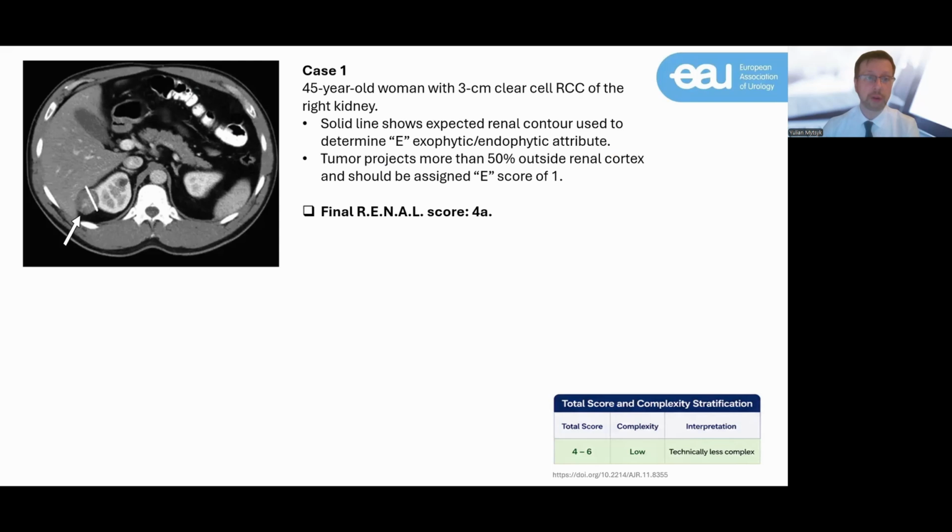In case 1, a 45-year-old woman with a 3 cm clear cell renal cell carcinoma of the right kidney. The solid line shows the expected renal contour used to determine E, the exophytic or endophytic attribute, and in this case the tumor projects more than 50% outside the renal cortex and should be assigned an E score of 1. The final RENAL score is 4A.